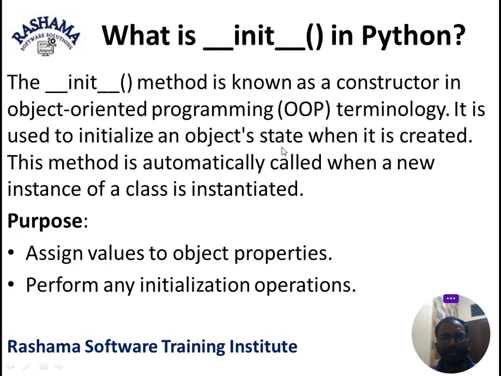Today I would like to explain the init method in Python. The init method is known as a constructor in Python, or in object oriented programming terminology. It is used to initialize an object's state when it is created. The method is automatically called when a new instance of a class is created. The init method is automatically called when we create a new instance of a class.